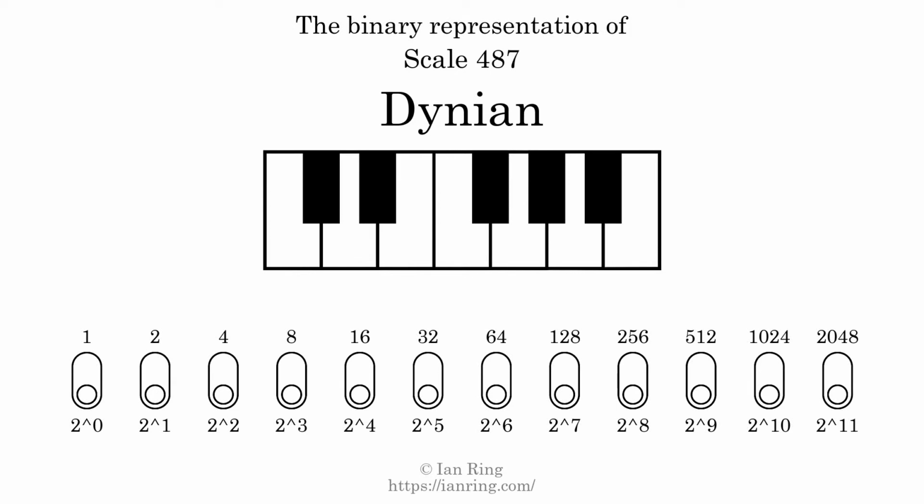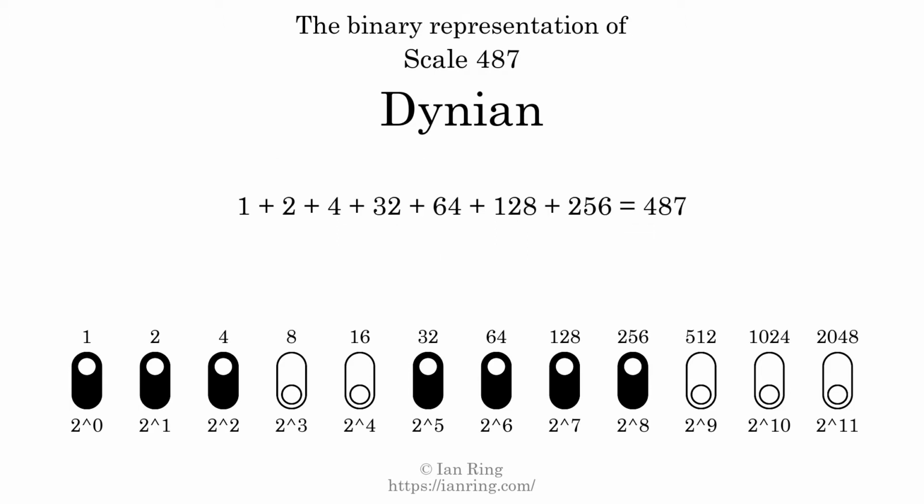The binary representation of this scale is determined by mapping tones of the scale to binary digits. Each binary digit represents a power of 2. To get the scale number, we add the powers of 2 together. The powers of 2 that are present in the scale, all added together, equals 487. That is why the scale number, in decimal, is 487.